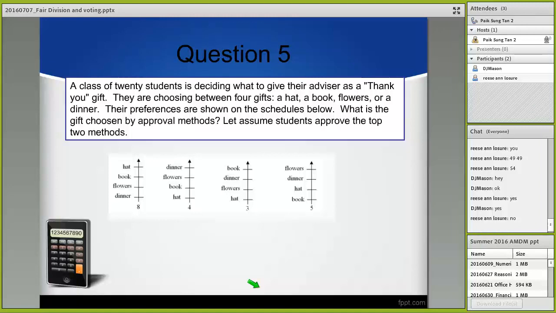All right. So you will be asked to compare methods, and this is the gift chosen by approval method. So for approval method, it tells you what they assume. They assume students approve the top 2 choices, okay? So we're only looking at the top 2. The rest we are not looking at. So looking at the top 2, I have these. These are the top 2. Whoever is in the top 2 will get a vote. Only the top 2. So let's say, how many votes did hat get? Just look at the top 2.